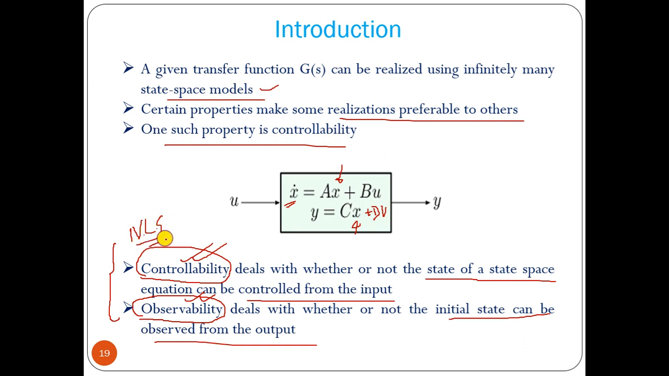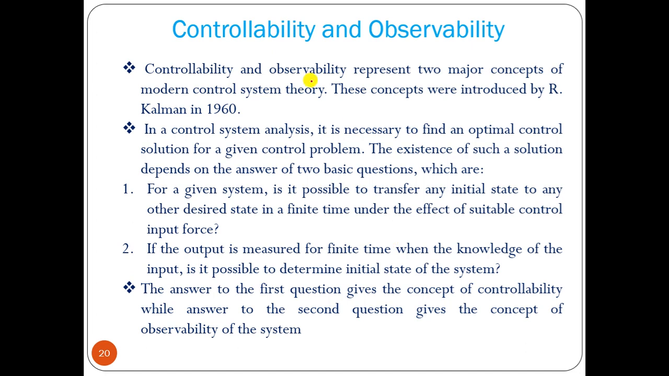For linear systems, stability is one of the most important factors. But for nonlinear systems, it is very difficult to find the stability. So in that case, we can find the controllability and observability of the system, for both linear and nonlinear systems. Controllability and observability represent two major concepts of modern control theory. This concept was introduced by R. Kalman in the year 1960.